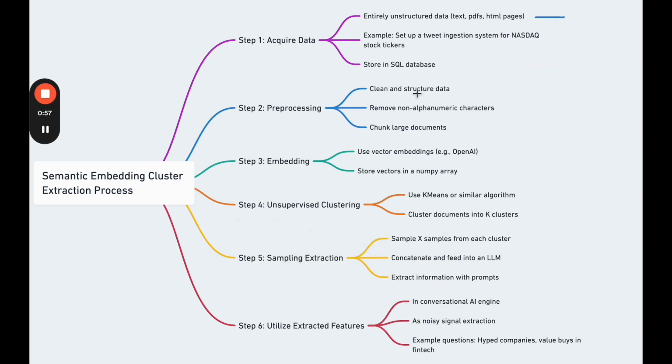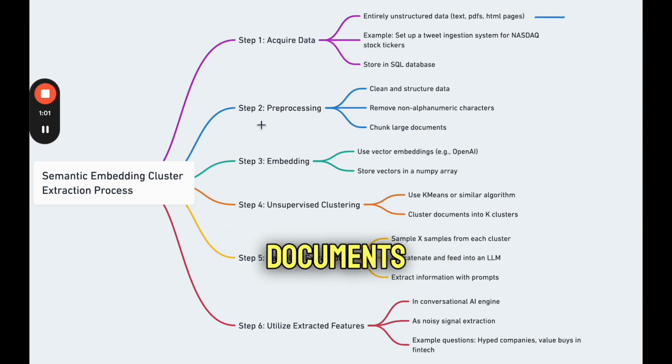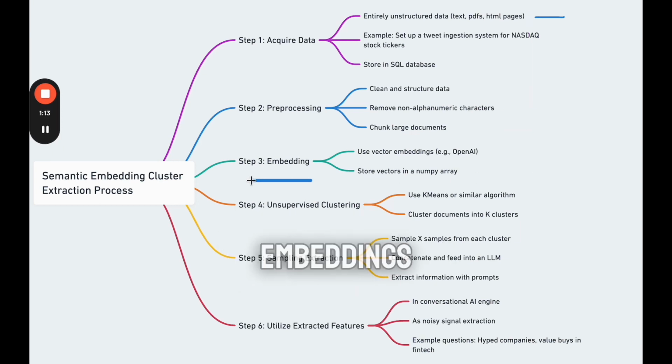Step 2, pre-processing. Clean your data and structure it. If your documents are large, you may need to chunk them into several components. We might remove any funky characters from our dataset and format it with only alphanumeric characters. Step 3, embedding. Use vector embeddings, like from OpenAI, to vectorize your documents. Let's use the newest vector embeddings from OpenAI to get some vectors and store this in a NumPy array.